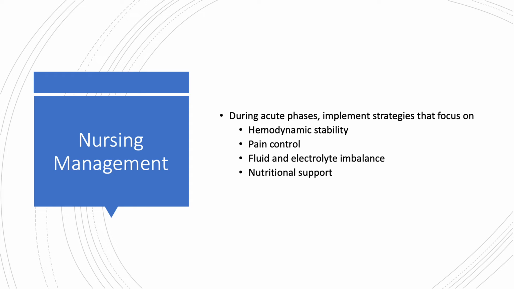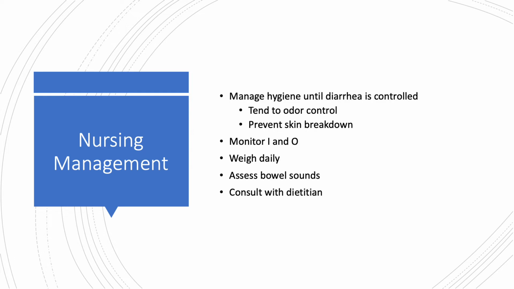During the acute phase, when someone is very sick with it, we'll focus on, of course, keeping the patient stable. So with all that diarrhea, possibly bleeding, hemodynamic instability is possible. So we want to make sure their blood pressure is stable, their heart rate's stable, they're not losing too much blood, they're not losing too much fluid. We'll manage pain, of course, to try and keep them comfortable. Fluid and electrolyte balance, of course, if they have a lot of diarrhea. And nutritional support, of course, very important in order to help somebody to heal up.